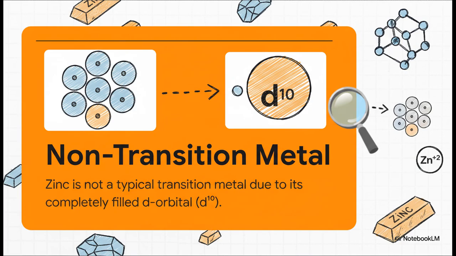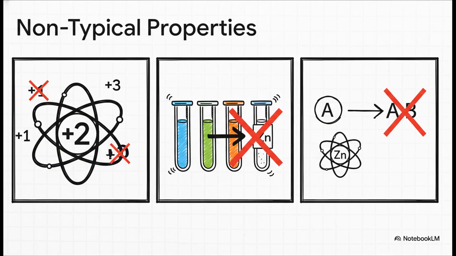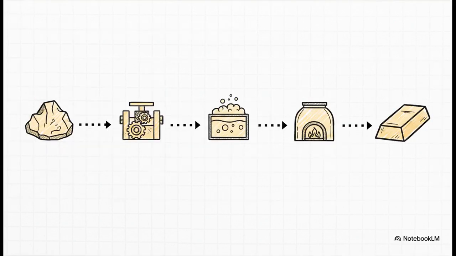We're talking a perfect D10 configuration. And that's why it doesn't act like a typical transition metal. No variable oxidation states here. Okay, section 1. How do we get pure zinc? Let's trace it from ore to metal.